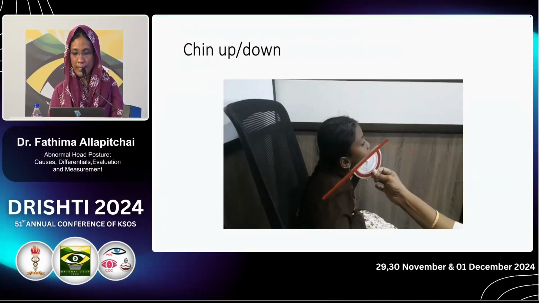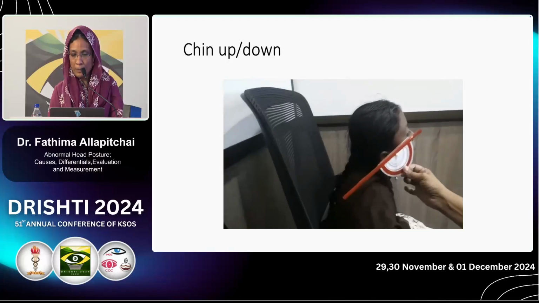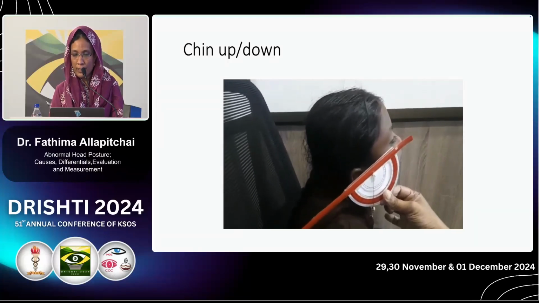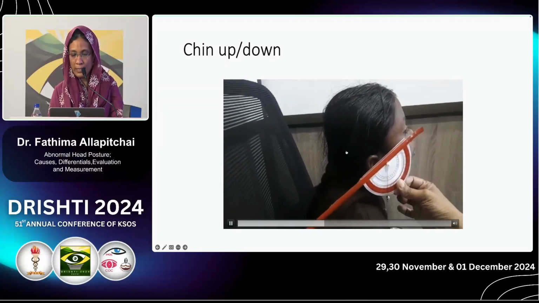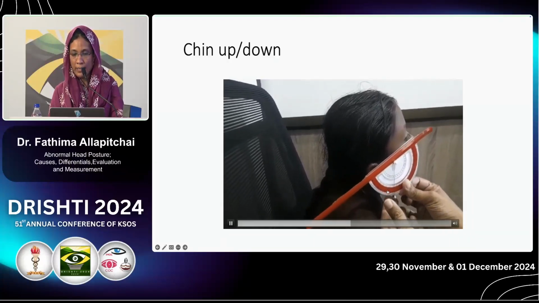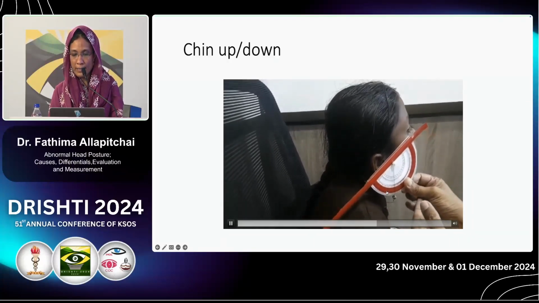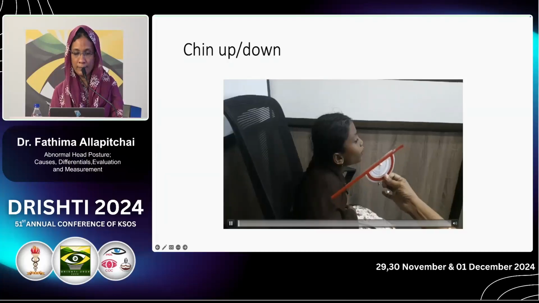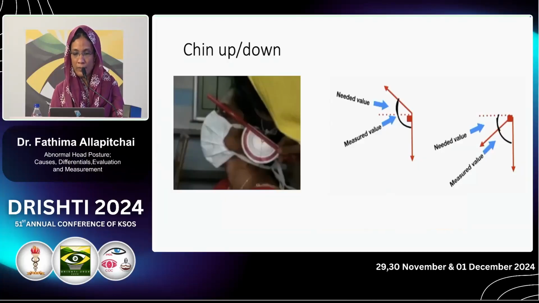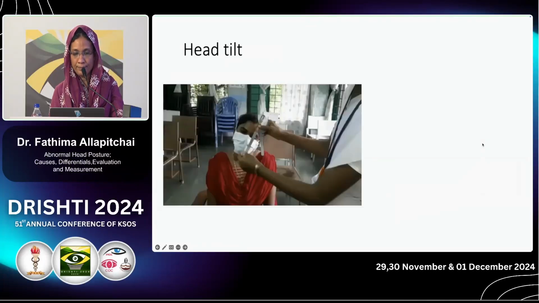Yeah, this is again a chin up measurement. If you want to make sure of the reading, at once you will get the reading. If you want to make sure, you can even swing it and let it settle, then you can take it again. Yeah, this is what I was talking about. You have to subtract this portion. And for head tilt, similarly, we can.